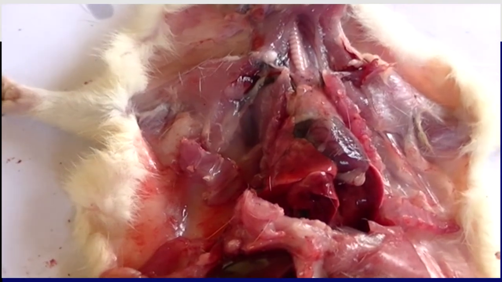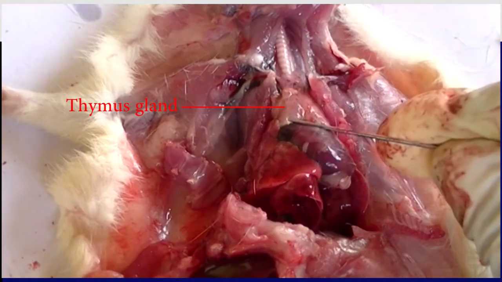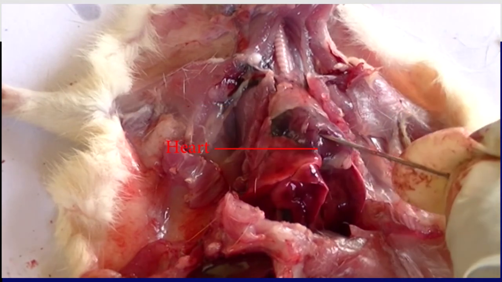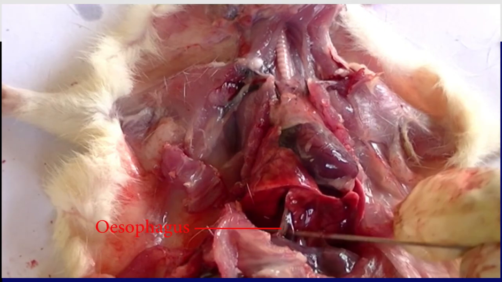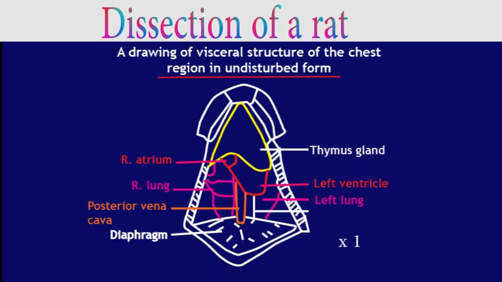In the chest region, we find trachea, thymus gland, heart, lungs, posterior vena cava, and esophagus. A drawing of visceral structures of the chest region in undisturbed form. Label thymus gland, left ventricle, left lung, right atrium, right lung, posterior vena cava, and diaphragm.